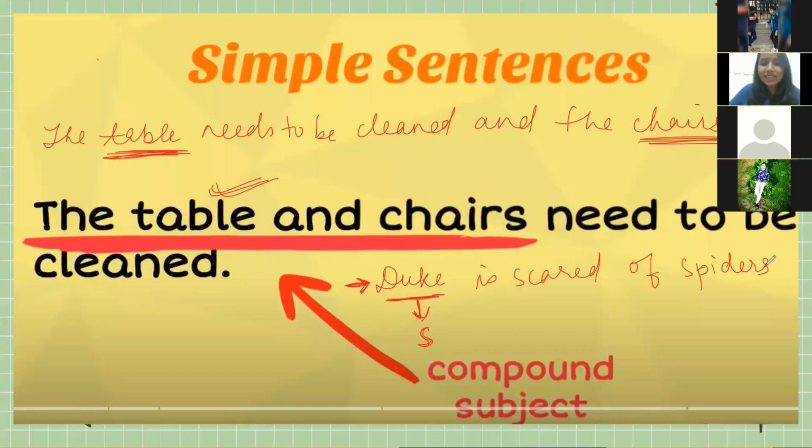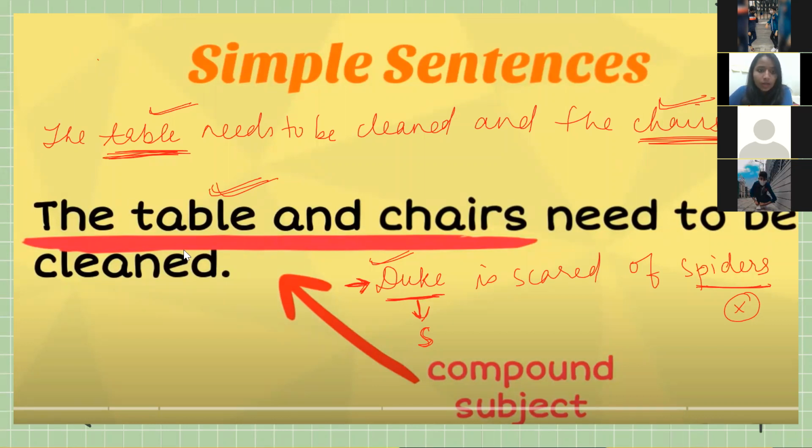Okay, so you need to identify the difference between what is the actual subject. Here there are two different nouns and you say there are two subjects. Here also there are two different nouns, but only one subject. Spiders is not a subject because in this sentence they are talking about Duke. Duke is scared of spiders. They're not talking about spiders, right? But in the first sentence, they are saying that tables also need to be cleaned, chairs also need to be cleaned. Is that making sense?